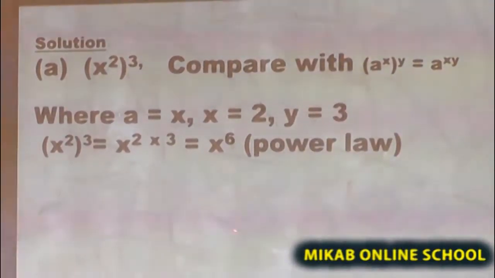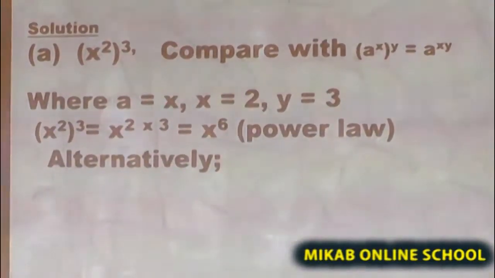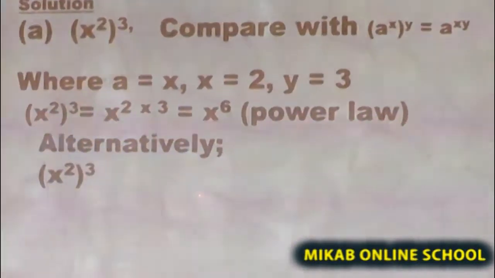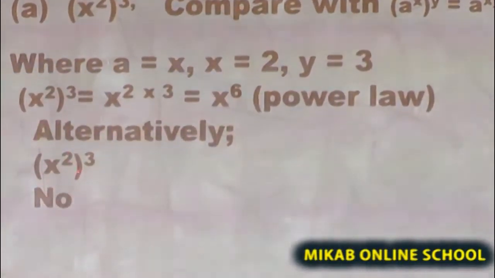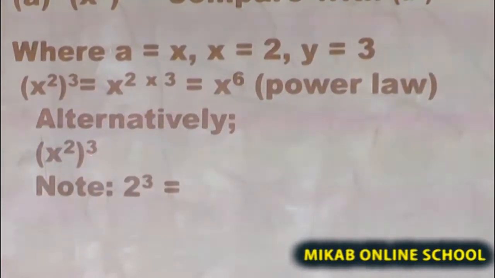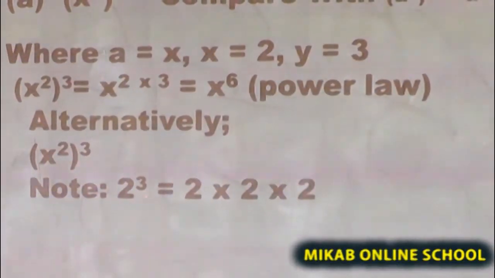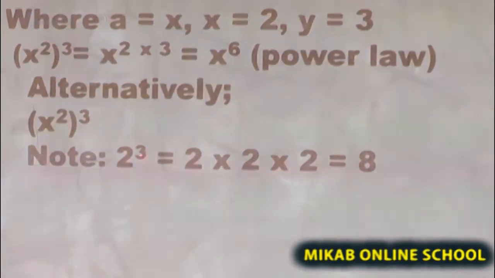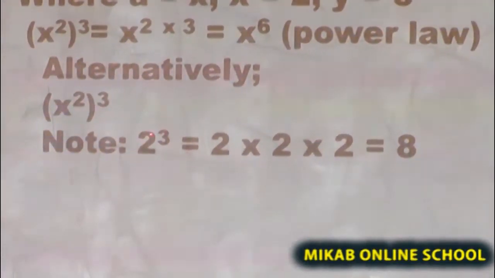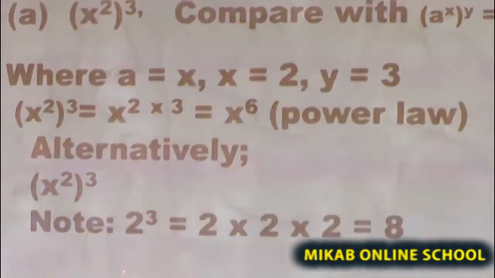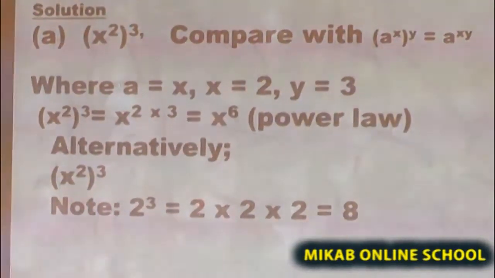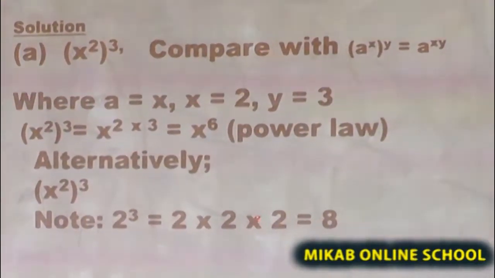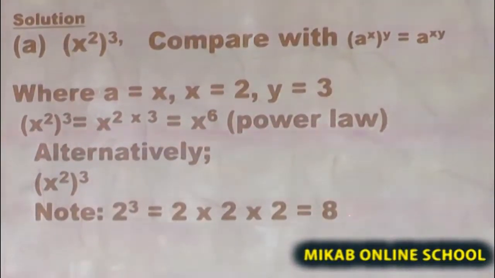So we shall take a good look at the next solution of this question, the other way we can solve this question. And if you note this and compare it to what you did in GSS 3, when you are dealing with index, you were told that whenever you are given 2 raised to the power of 3, you can express this as 2 times 2 times 2, which is going to give us 8.